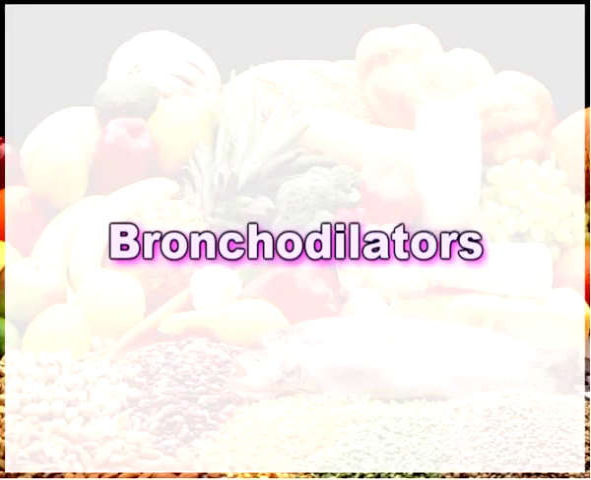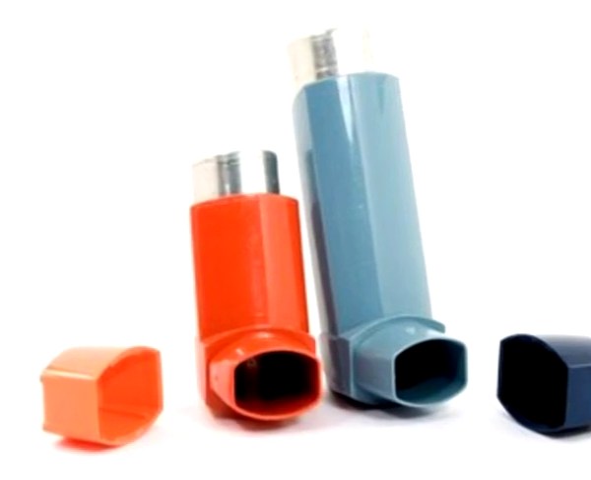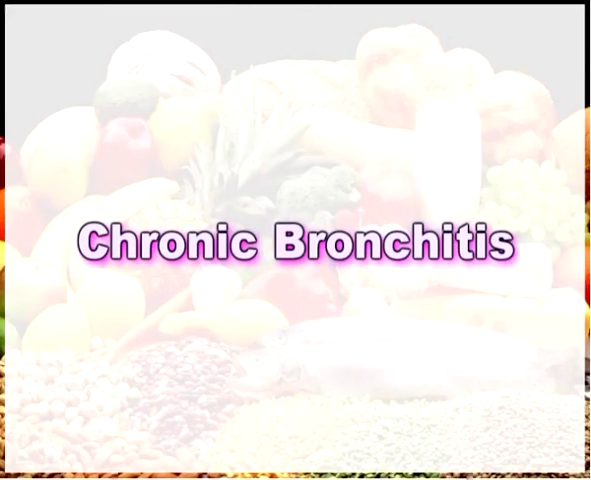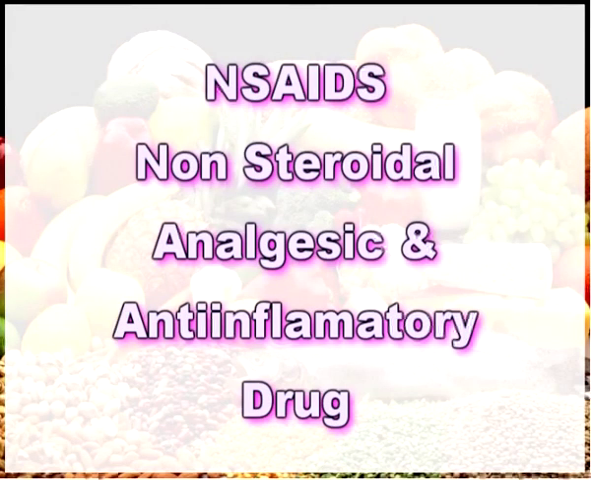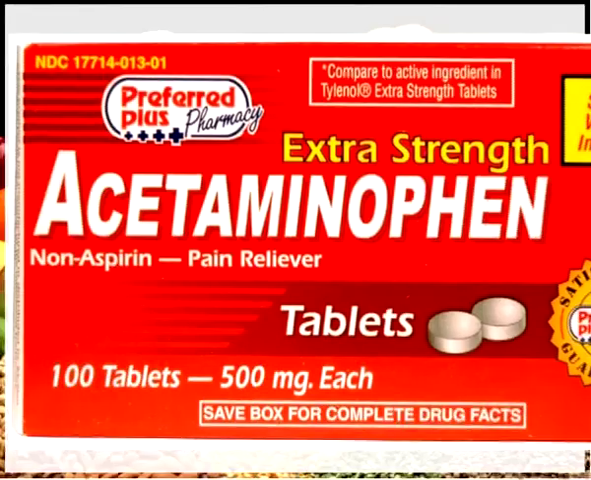Now, interaction of alcohol with bronchodilators. Bronchodilators are used in bronchial asthma, chronic bronchitis, emphysema and chronic obstructive pulmonary disease. Alcohol taken with theophylline can increase the risk of side effects such as nausea, vomiting, headache and irritability. Another potential drug class that interacts with alcohol is NSAIDs, non-steroidal analgesic and anti-inflammatory drugs. Acetaminophen and some other analgesics can cause liver damage. The chances of severe liver damage are higher if alcohol is consumed concurrently on a regular basis.